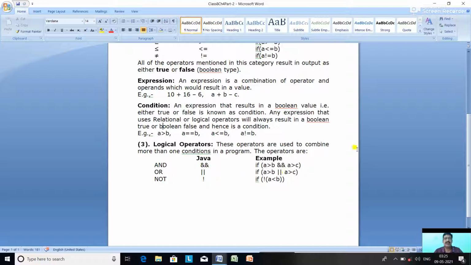And see, the operators are used to combine more than one condition. So how many conditions are there? A greater than B, one condition. A greater than C, one condition. So two conditions are there.